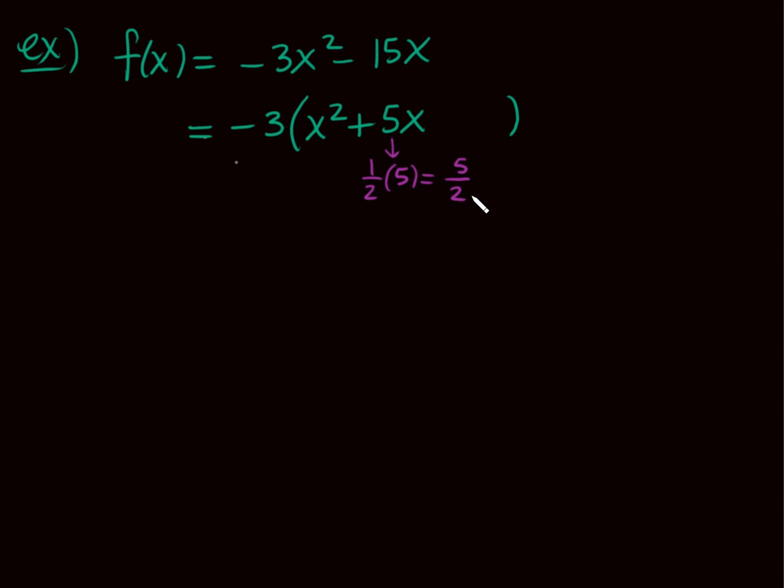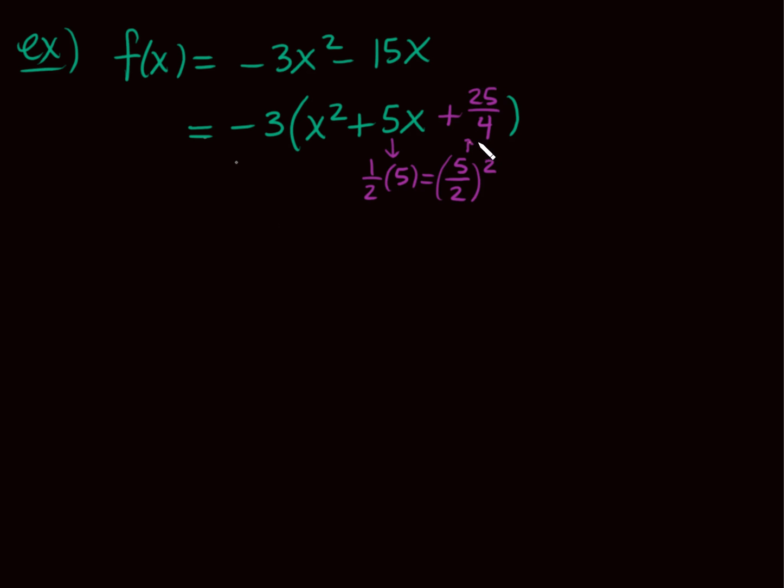Half of 5 is 5 halves. You need to make these fractions. I don't want decimals. You should be able to square 5 halves. You are in college algebra. Squaring 5 halves: square the numerator, square the denominator. We get 25/4. Okay, now here, this is going to be a little bit tricky.